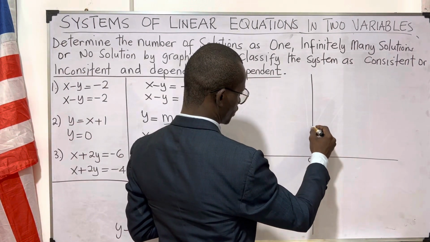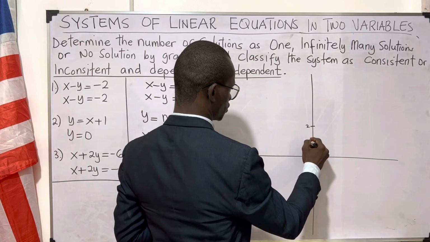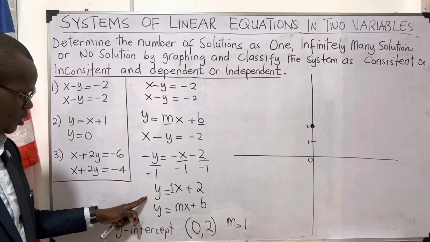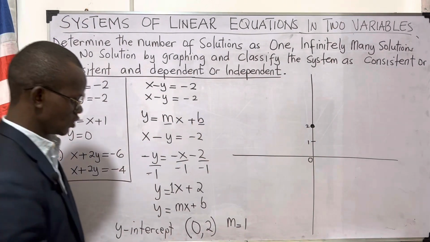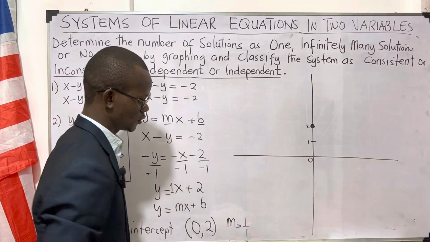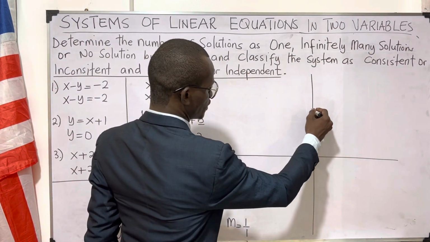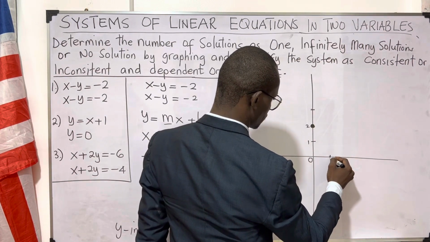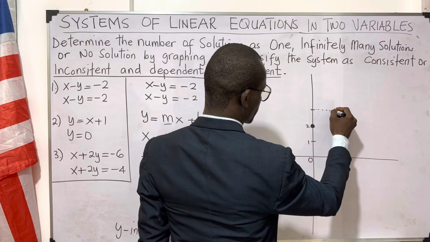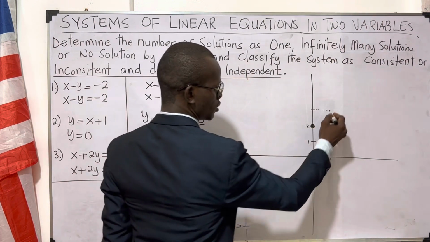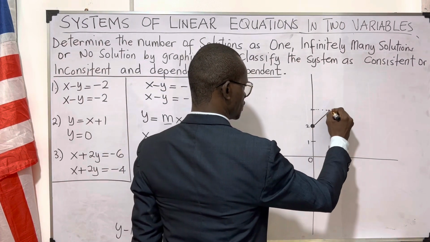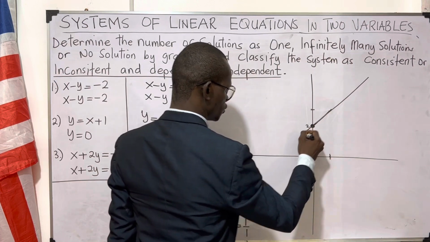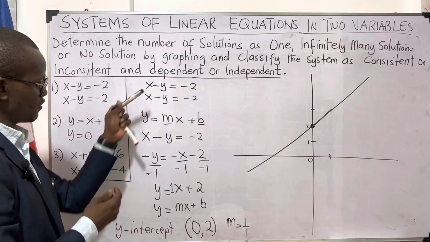We check 1 unit, 2 units. Then the next one, the slope. The slope is 1, so you have 1 over 1. We move from here 1 unit in the y direction, and we also move 1 unit in the x direction. So we can just draw the line like this. This will be our first graph.